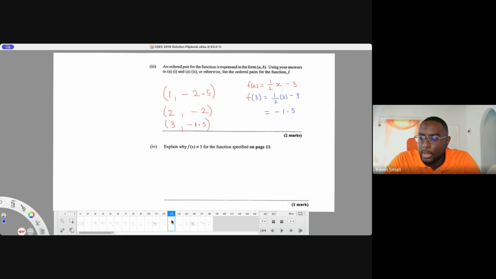All right. Now explain why the function f of x cannot be equal to 5 for the function specified on page 13. Why can it not be equal to 5? This one's worth 1 mark. Why can it not be equal to 5?